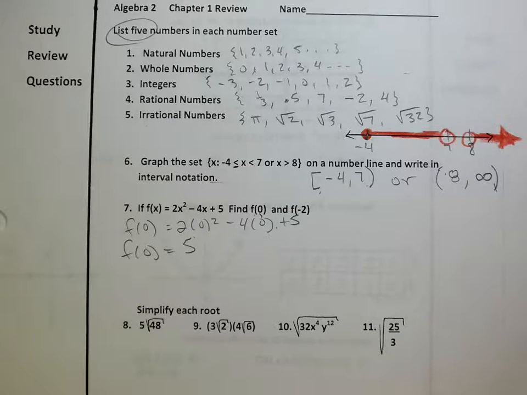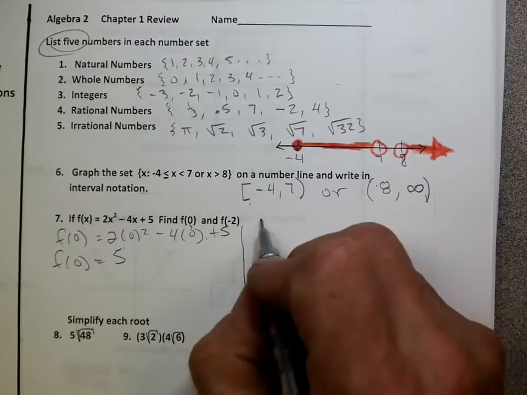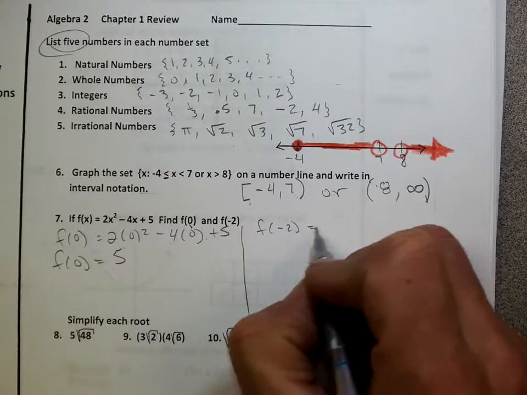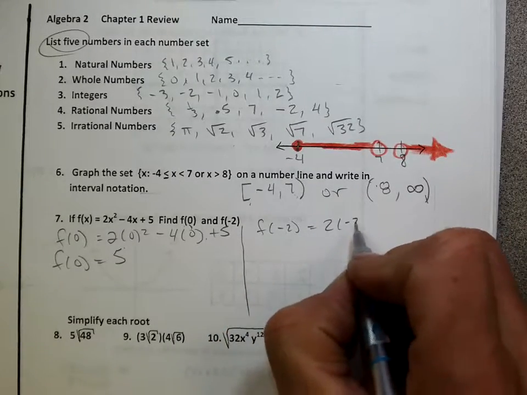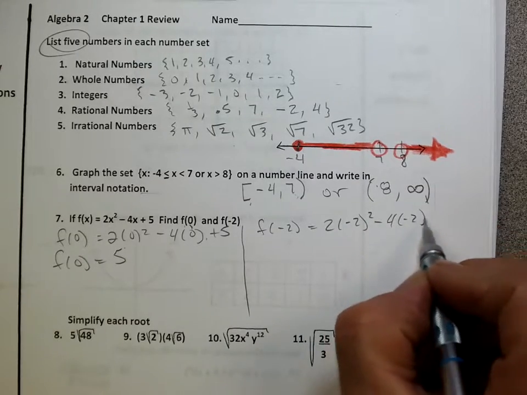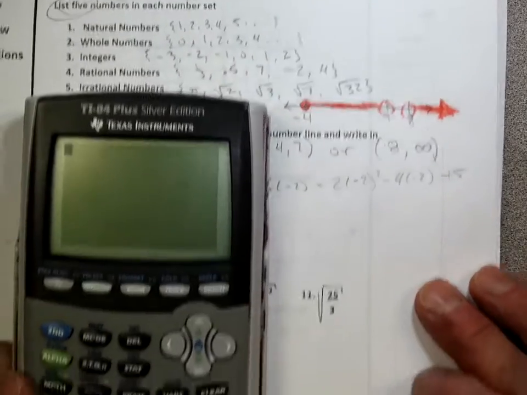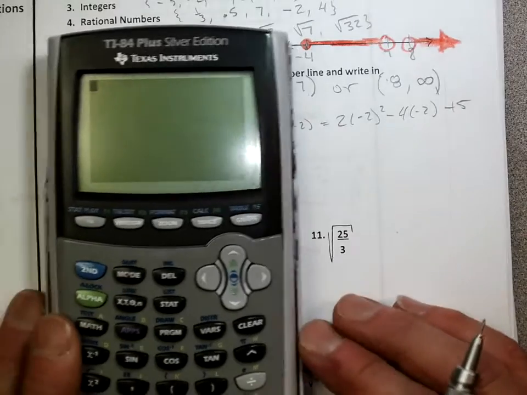So the next one is f of negative 2, so I'm going to plug negative 2 in. So I'll go f of negative 2 is equal to 2 times negative 2 squared minus 4 times negative 2 plus 5. And I'm really going to use my calculator. I'm a little lazy sometimes, but I also make mistakes. And if I use my calculator, I'm probably not going to make mistakes.